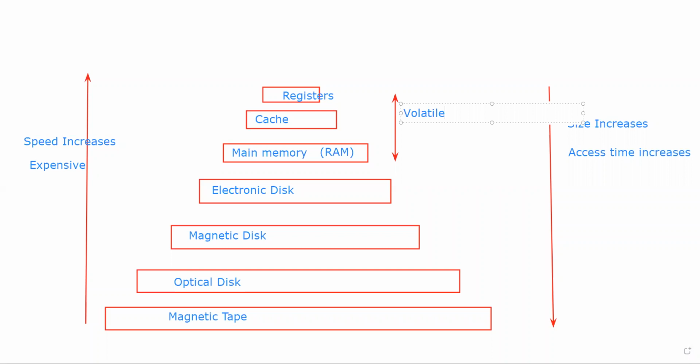Volatile. What do you mean by volatile? Volatile means when the power is off, the content of these registers will be lost. When you turn off the power or lose the power, the content of the register, the cache and the main memory will be lost. That means these have runtime memory, they do not have storage memory. You can't keep that memory for a longer duration. When the power is off, the content will be lost.